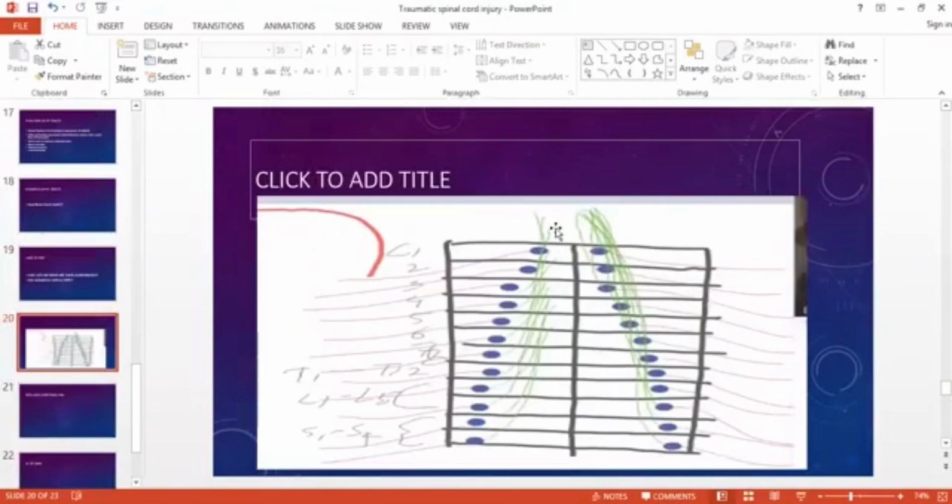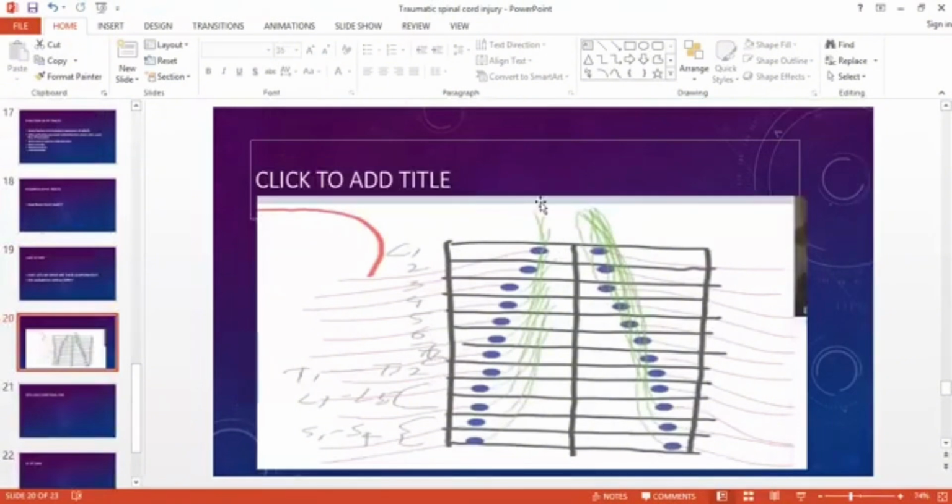Lower motor neuron. Okay. Yes, Jawad, you are right. They are part of lower motor neuron. Okay. Now we need to explain that in detail.